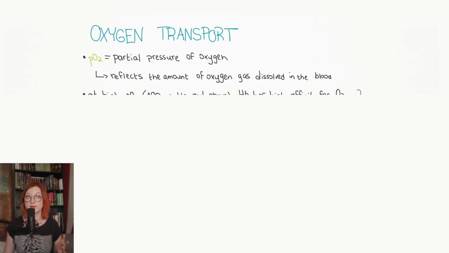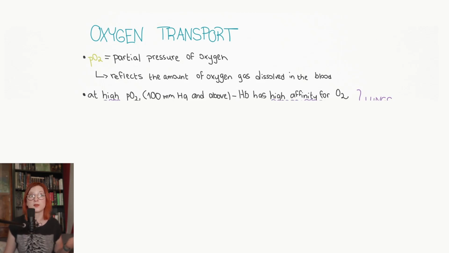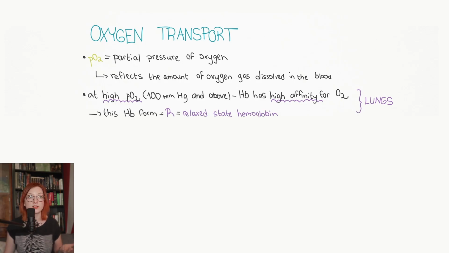Hemoglobin behaves as if it were 2 different proteins based on oxygen levels. When partial pressure of oxygen is high, let's say above 100 millimeters of mercury, that is, there is a lot of oxygen molecules present, so this is happening in the lungs, hemoglobin displays a high affinity for oxygen that enables it to bind oxygen to nearly every available heme ion. This form of hemoglobin is called the R state, relaxed state.